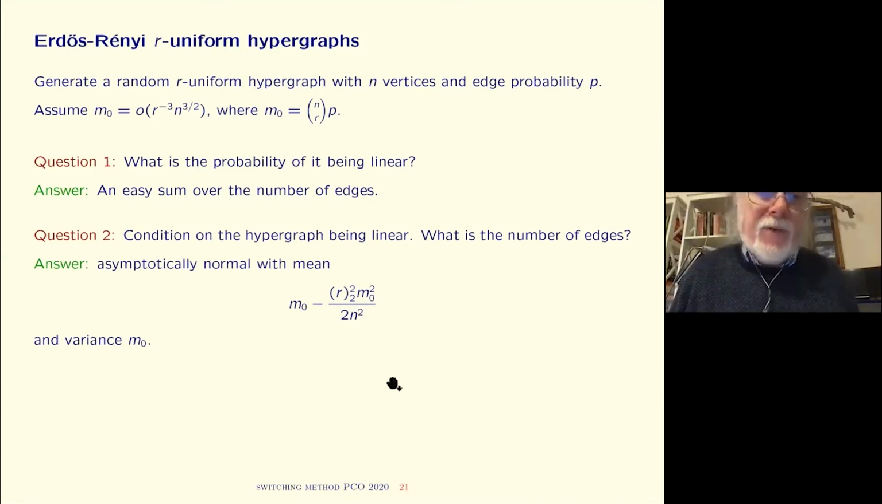The question I find a bit more interesting is this. Suppose you do this random process and condition on the result being linear. So you just repeat generating random R-uniform hypergraphs using edge probability P until you get a linear one. What can you say about the number of edges? Because the probability of being linear decreases very rapidly as the number of edges increases, the expected number of edges conditional on it being linear is less than without that conditioning. And this is the formula for the mean, and the variance is M0.